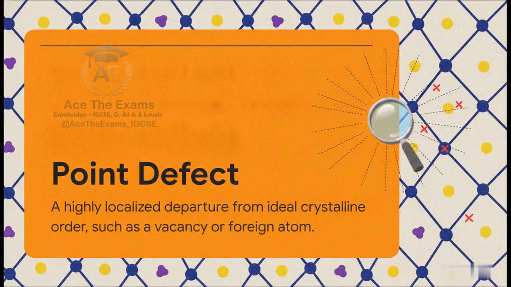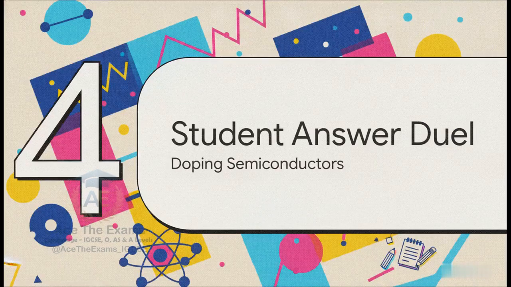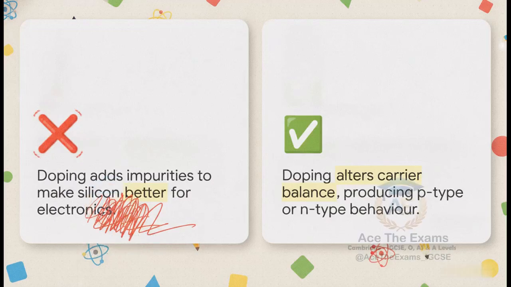Let's actually look at Step 1 of our framework in action. Keeping this precise definition of a point defect in your pocket ensures you hit the ground running. By accurately stating that it's a highly localized departure from ideal crystalline order, like a vacancy or a substituted foreign atom, you immediately signal to the examiner that you know exactly what you're talking about. Your classification is secure. Let's test this out in Section 4 with a 2-student answer duel, focusing on doping in semiconductors. Okay, pause and predict time.